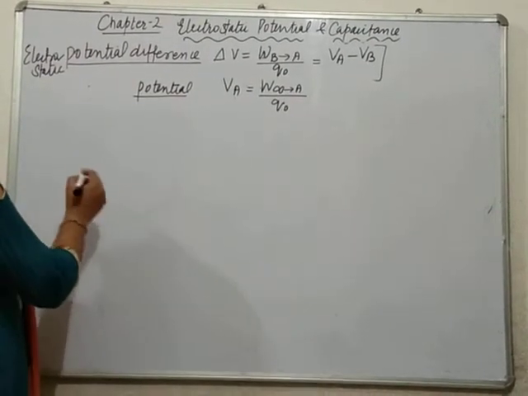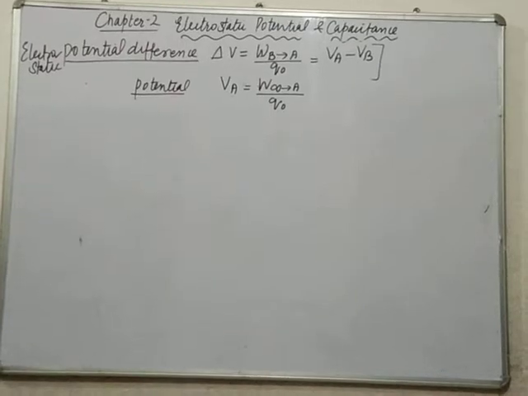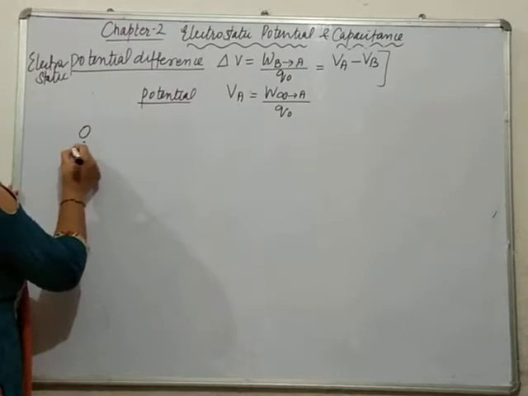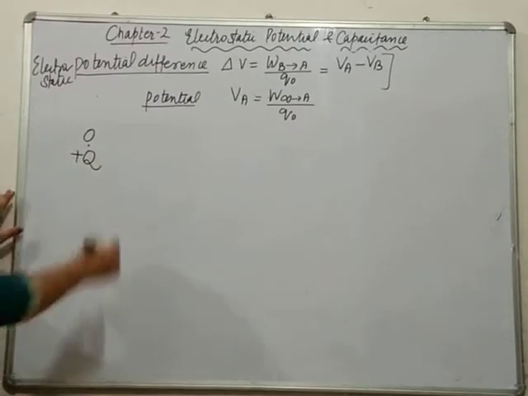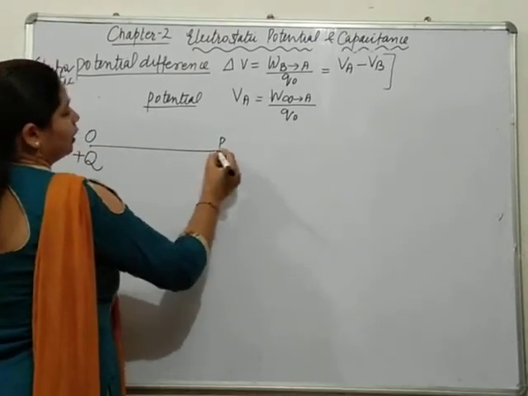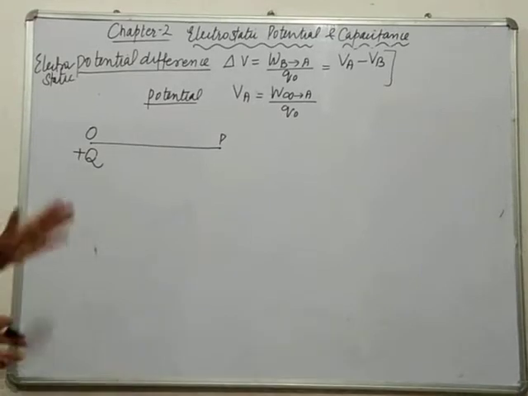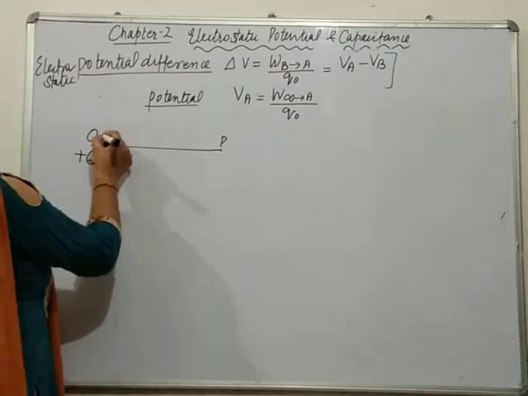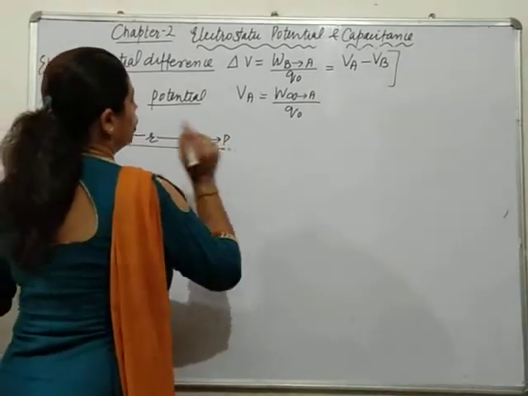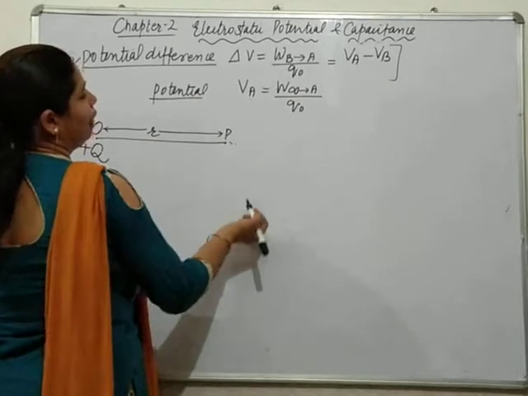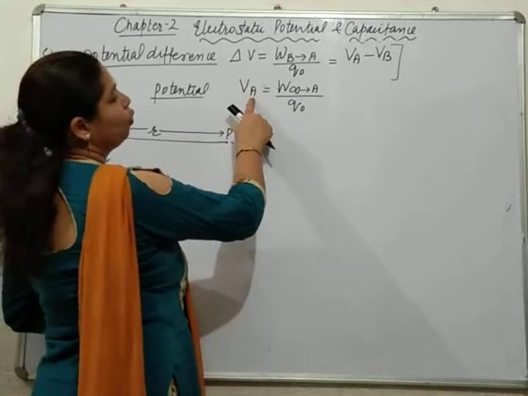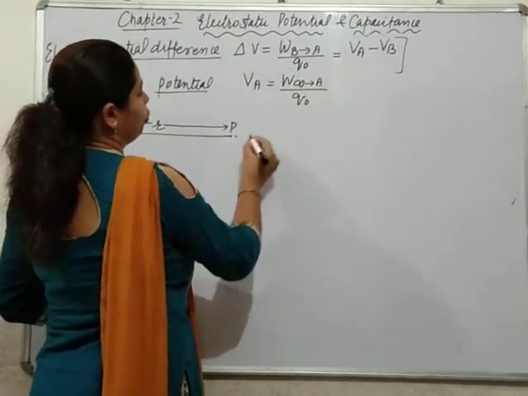Now, to go into the depth of potential, let us consider a point O at which a source charge is located. We want to find the potential of this source charge at point P, which is located at a certain distance r. As per the definition, for the calculation of potential at any point, you have to move the charge from infinity to that point.